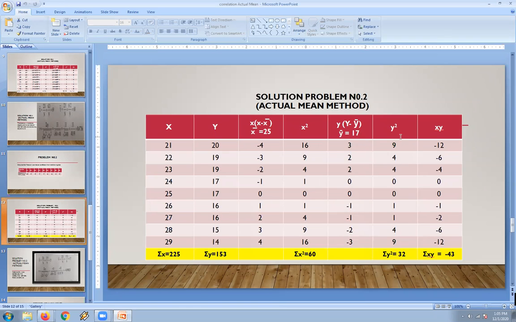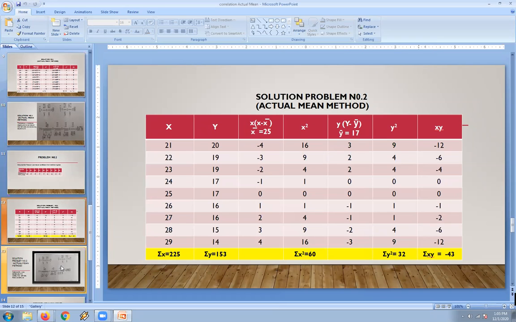Then square all the y values: 9, 4, 4, then 1, 1, 4 and 9. Total it will be sigma y square. Then we have to multiply the deviation of x and deviation of y. Minus 4 into 3. Multiply signs first, then do the multiplication. Minus into plus is minus, 4 into 3 is 12. Minus 3 into plus 2, minus 6. Minus 2 into 2 is minus 4. Minus 1 into 0 is 0, then 0. 1 into minus 1 is minus 1, 2 into minus 2 is minus 4. Then we get the total value of sigma xy as minus 43.